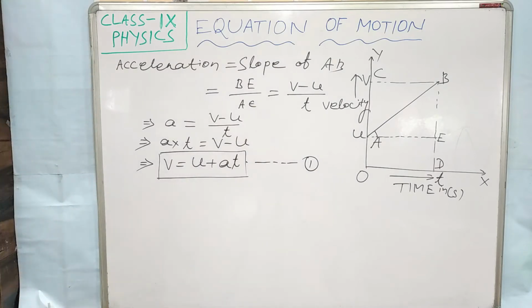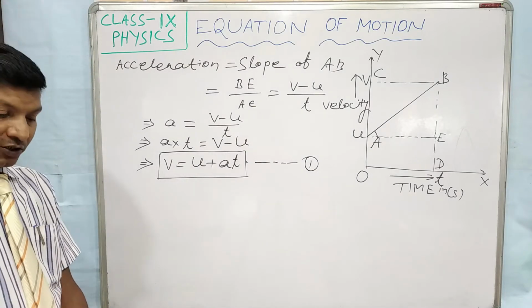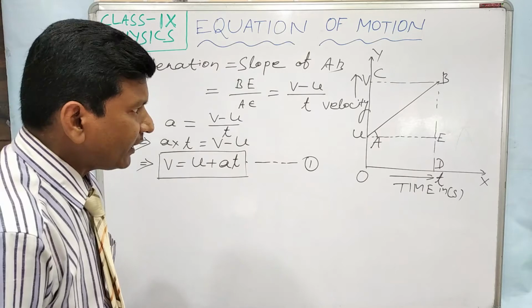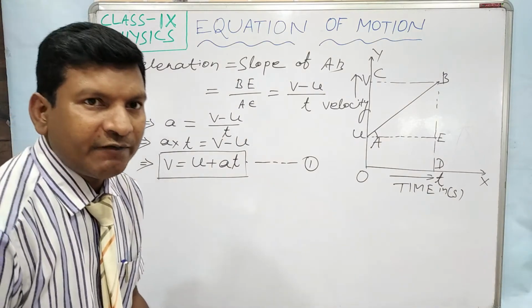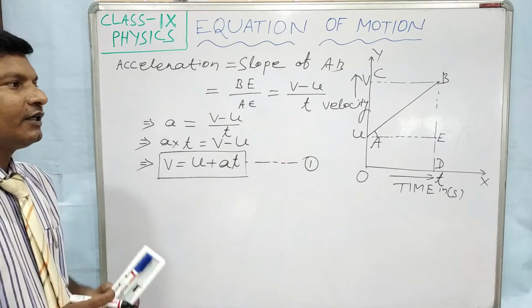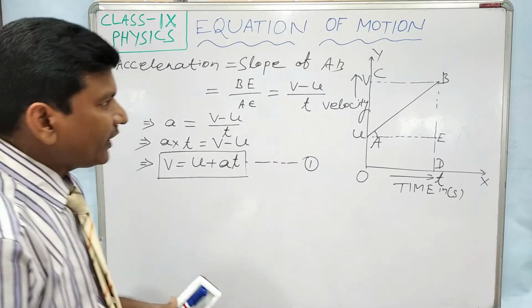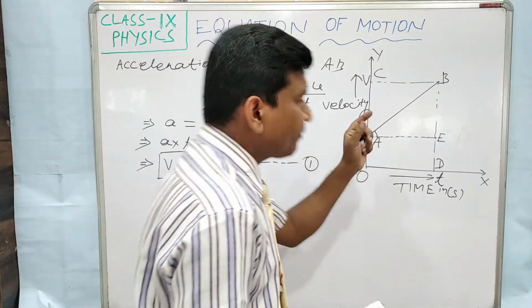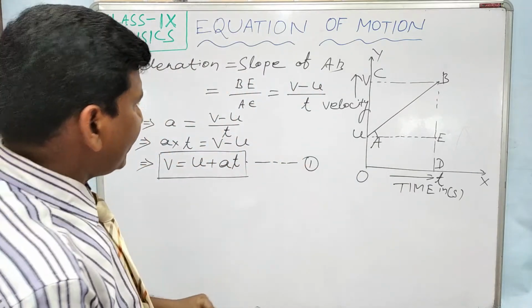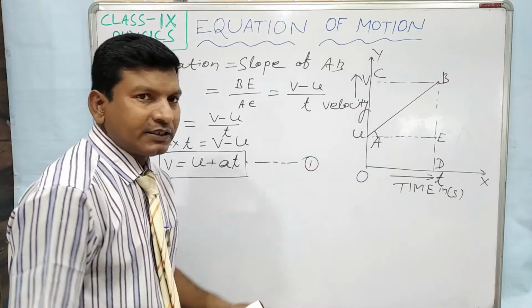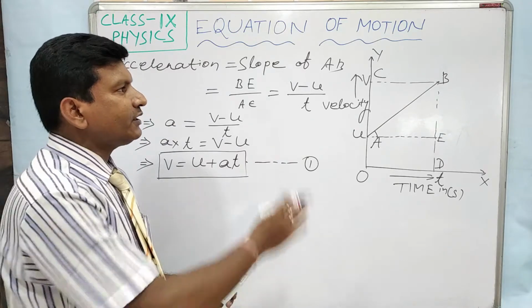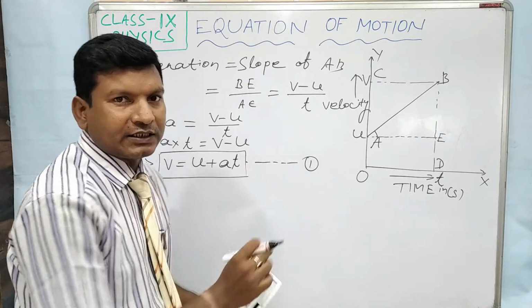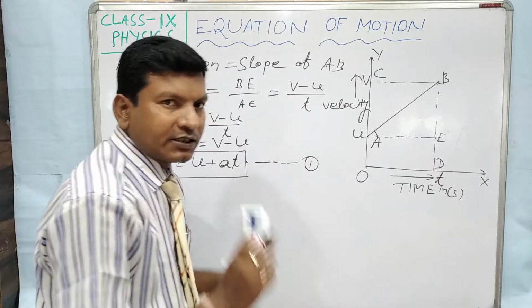Now how to derive the second equation of motion? Second equation of motion, what is that? Just remember that it is S is equal to ut plus half at square. S stands for distance. So here we find the distance covered by the body. Now how can you find the distance from the velocity time graph? The area enclosed by the velocity time graph with the time axis gives us the distance covered.